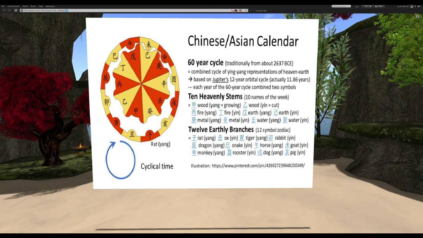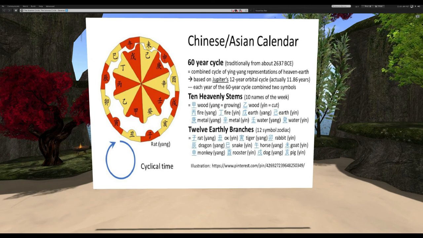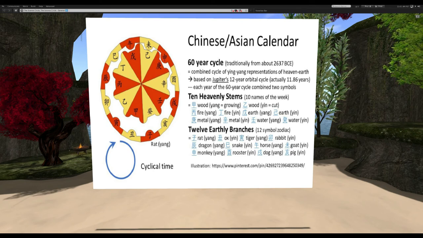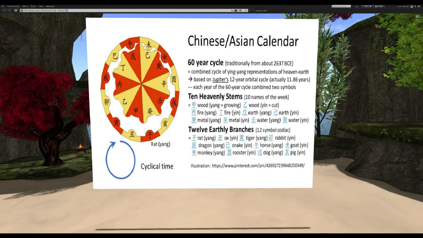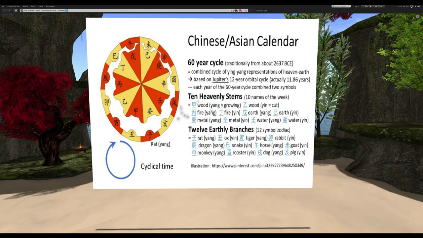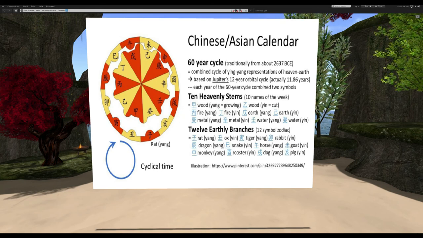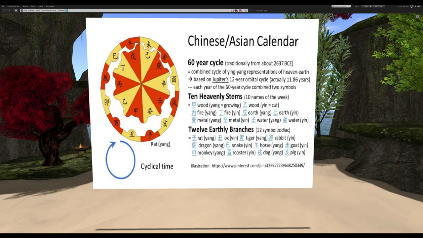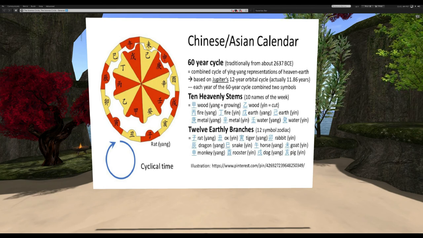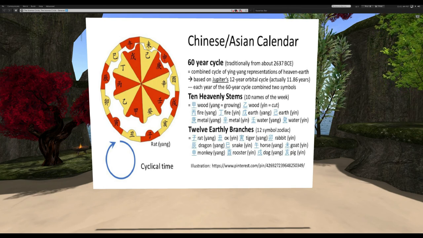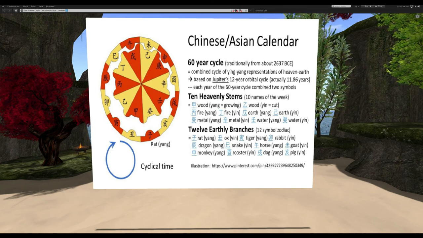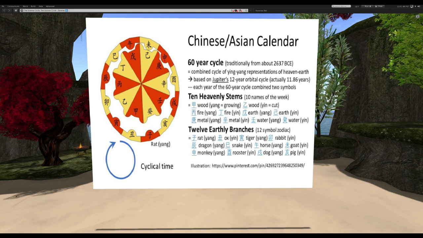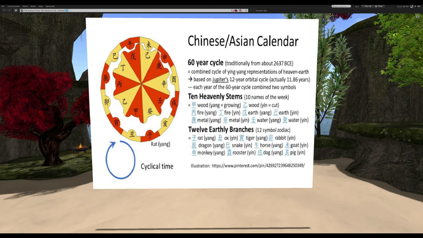So, for example, the 10 names of the week had to do with growing wood and cut wood, in other words, yang and yin, or fire and earth and metal and water. And then you had the 12 earthly branches, which were like the zodiac, and they were yin and yang symbols, like the rat's yang and ox is yin and tiger's yang and rabbit's yin. And so it's very fascinating.